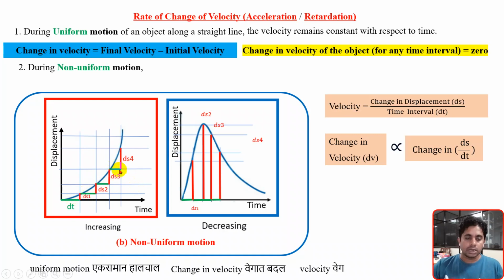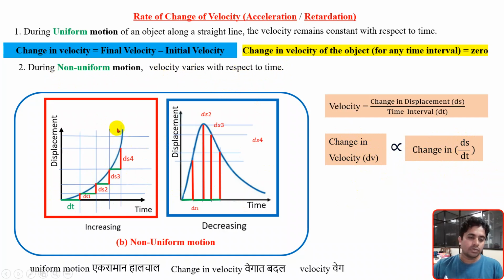And here the change in displacement values ds1 to ds4 are increasing. So obviously, as there is a change in the ds by dt ratio from interval to interval, there will be a change in velocity. Unlike in uniform motion, the ratio ds by dt is not constant here. As there is a change in ds by dt for non-uniform motion, a change in velocity will exist. So for non-uniform motion, velocity varies with time.